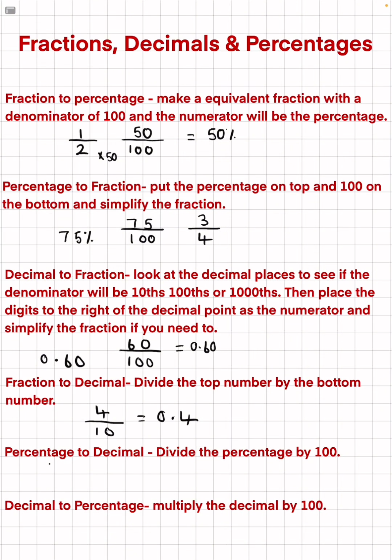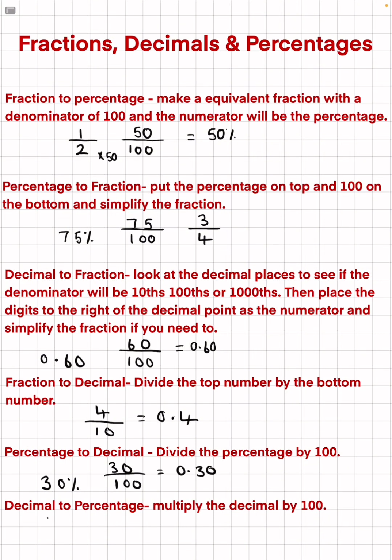To convert from percentage to decimal, we divide the percentage by 100. For example, we have 30% and we want to convert this to a decimal. We do 30 divided by 100, which equals 0.30.